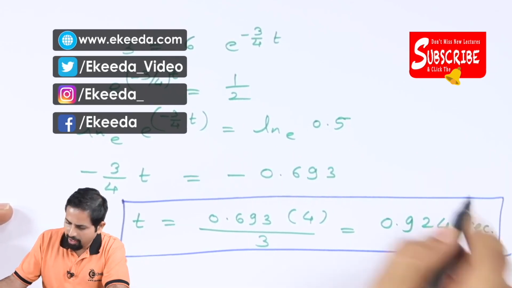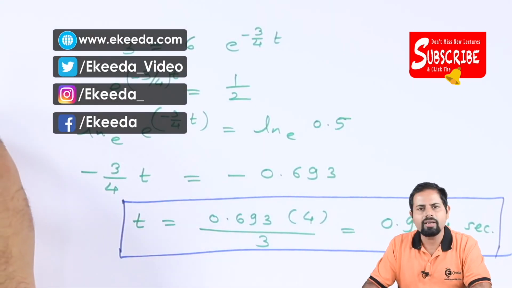And this numerical was asked for 10 marks. So it's quite easier comparatively.